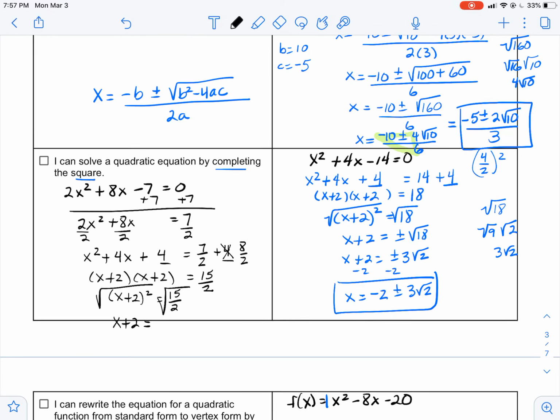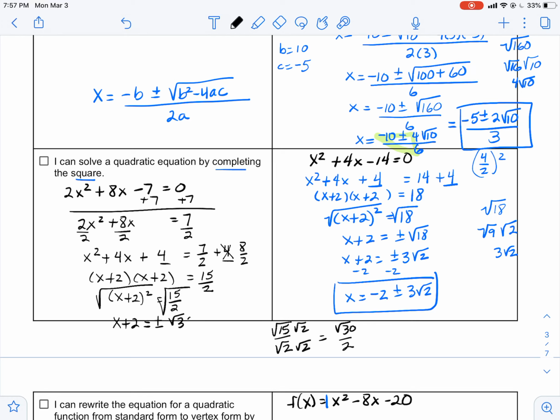Okay, and when I get to the square root of 15 over 2, that's plus or minus, of course, but if you remember, you're going to have to rationalize, okay, because neither one of those are perfect squares. 2 won't go into 15, so I need to rationalize. I'm going to get the square root of 30 over 2, okay? So square root of 30 over 2. And then I'm going to move my 2 over. Okay? And that is an acceptable answer.